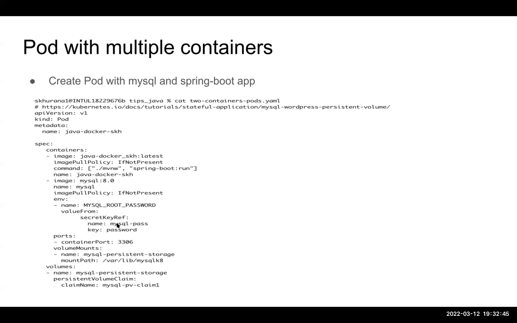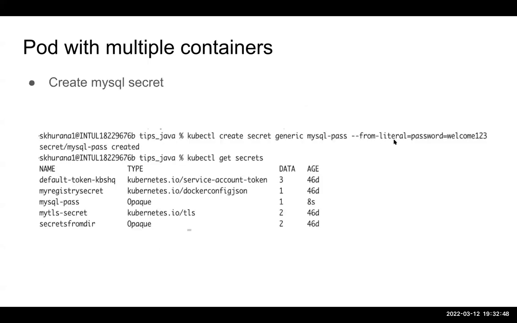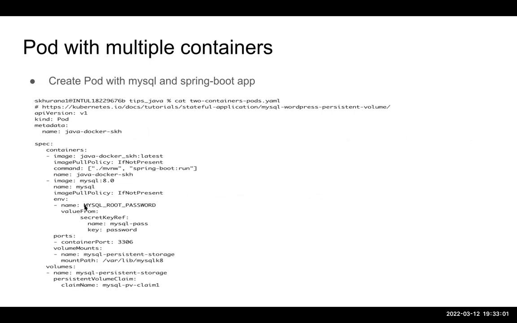And in this secret, what is the key? This is the name of the secret. Within the secret, I have given a key value pair, and that key name is password, and the value will be automatically taken as welcome123. I'm setting up this environment variable, and the value is coming from a secret key reference that I had created. The name of that secret is this, and within that secret I can have multiple key values. So pick up the key whose name is password.